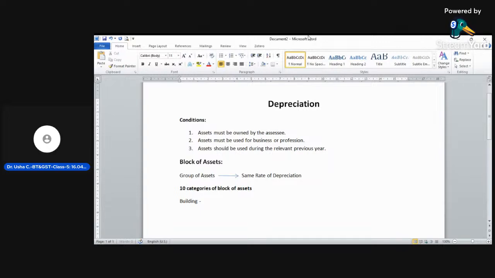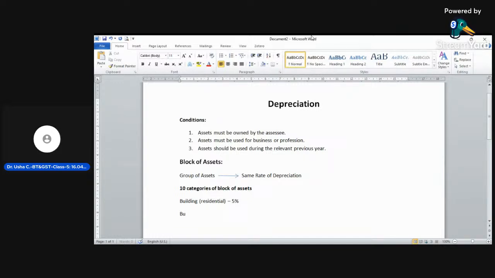Which is charged at the rate of 5%. When it is charged at the rate of 5%? If the building is a residential building other than hotels, boarding houses, etc. So if this building is a residential building, then this is charged at the rate of 5%.